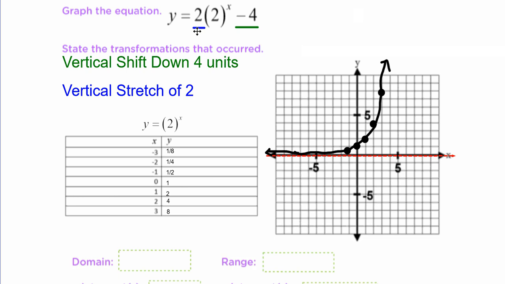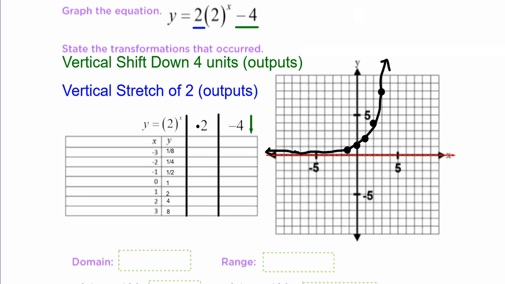So we're going to start with that vertical stretch of 2 first and apply that to our table of values. So it's 2 times faster than it was before. So we're going to take all these outputs and multiply them by 2. And then to show we're going down 4 units, we're going to take these outputs and subtract 4 from them. So again, let's do the multiplier of 2.